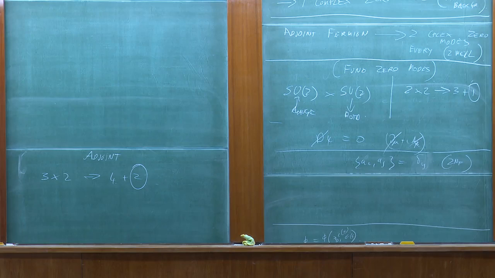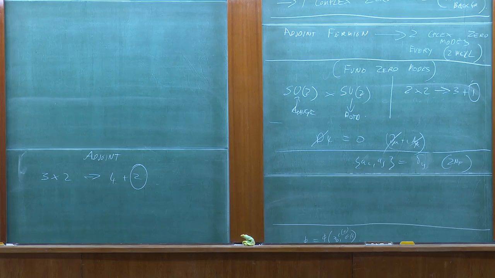Now, where did 2NF come from? We took a theory with NF hypermultiplets. Where did 2NF come from? Actually, this 2NF is an accident of SU2. From the counting, we concluded that for SU2, the number of fundamental zero modes is one. One complex, or two real.